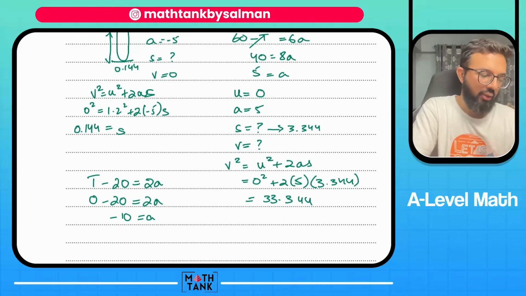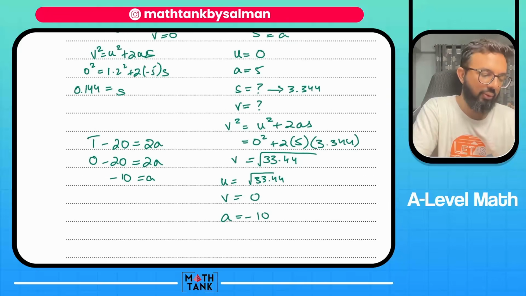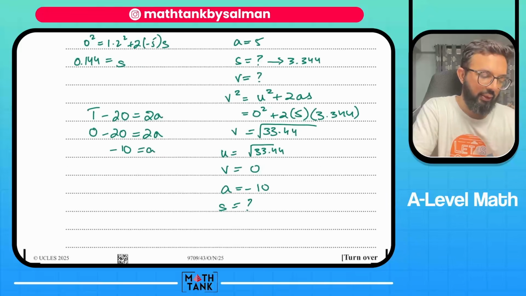What is A going to do? A is now going to move with gravity. So it has a starting speed of root of 33.44, and it is going to reach its highest point. Its acceleration is going to be 10. Find out this: V square equals U square minus 2AS.